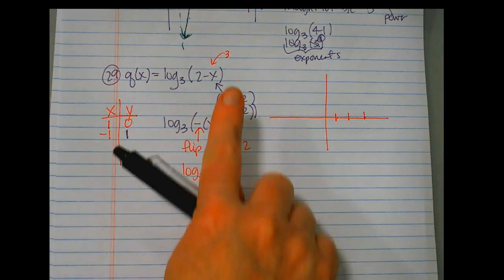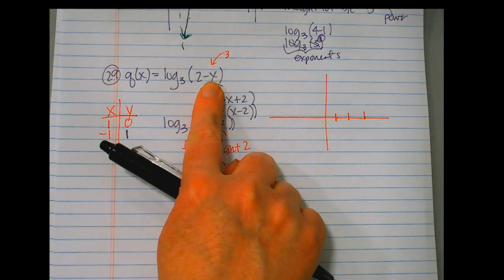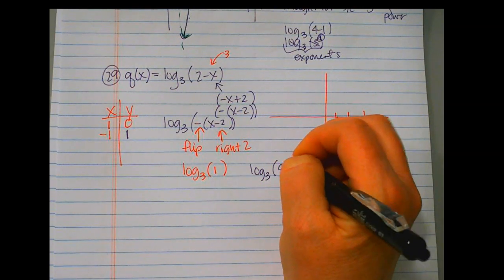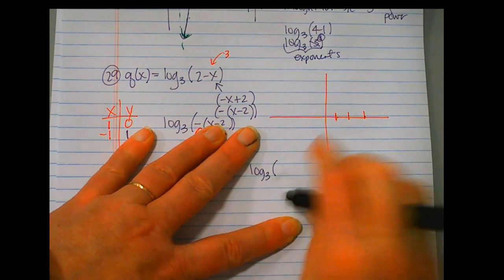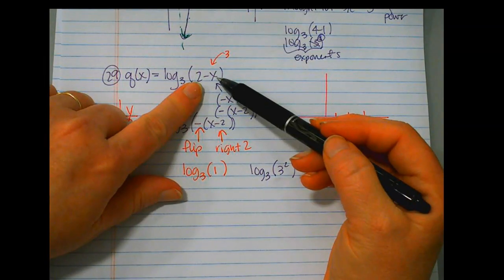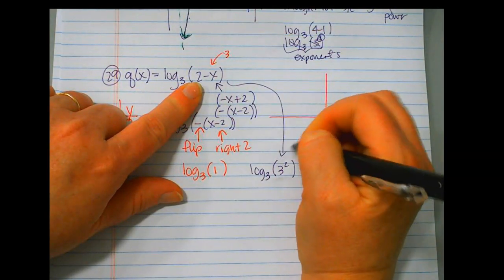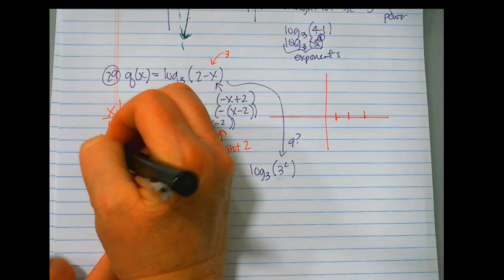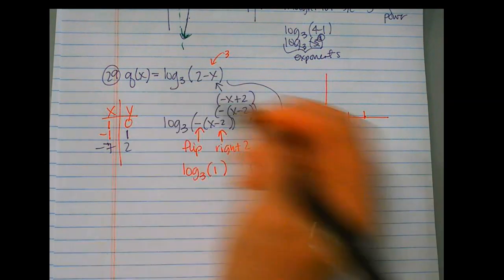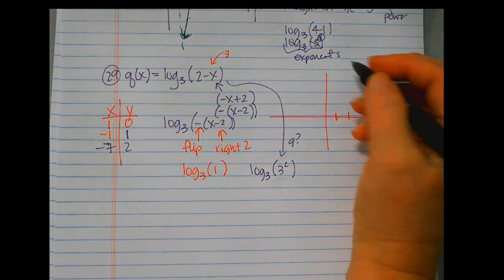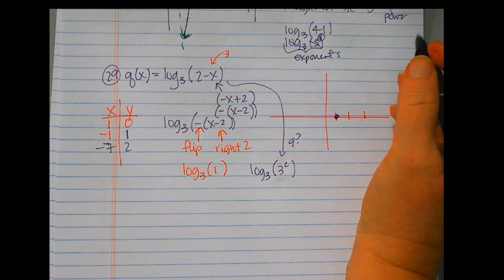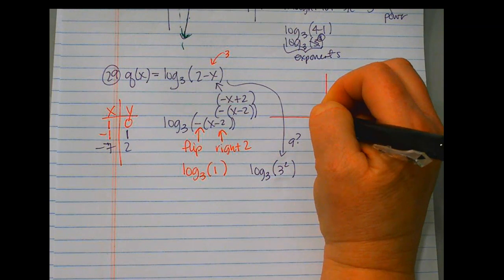What else? How could I make this into 9? Because if I wrote log base 3 of 9, or better yet, what if I wrote 3 squared? I'd be able to figure that out, right? What could I make x be to make this into 9? So if we make it negative 7, what would this evaluate as? 2. I think I have enough to graph it. Let's see. I have positive 1 is 0. Negative 1 is 1.